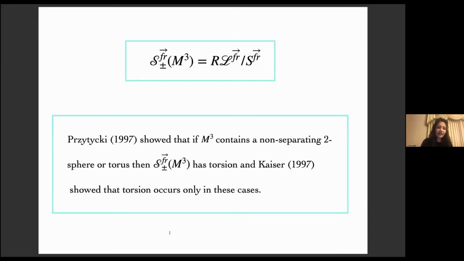And in 1997, Josip Przytycki showed that if the manifold that you're working with contains a non-separating two-sphere or a torus, then the framing signed Skein module has torsion. And later, Uwe Kaiser showed that torsion occurs only in these cases. So this is sort of the first example which shows that Skein modules say something about the geometry and topology of the 3 manifold. And in this case, they detect non-separating two spheres. Turns out this isn't the only Skein module that does that.